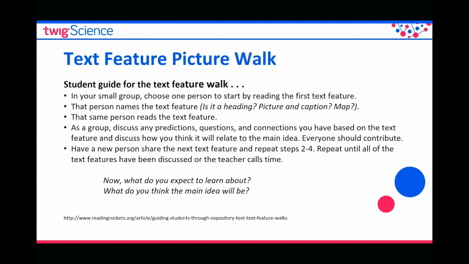And then the next person in the group reads the next feature, and you repeat that process. So by the end of doing this text feature picture walk, you ask the students, what do you expect to learn about? What do you think the main idea will be? What questions do you have about this text? So that's also a fun way to do something a little more interesting with text features.